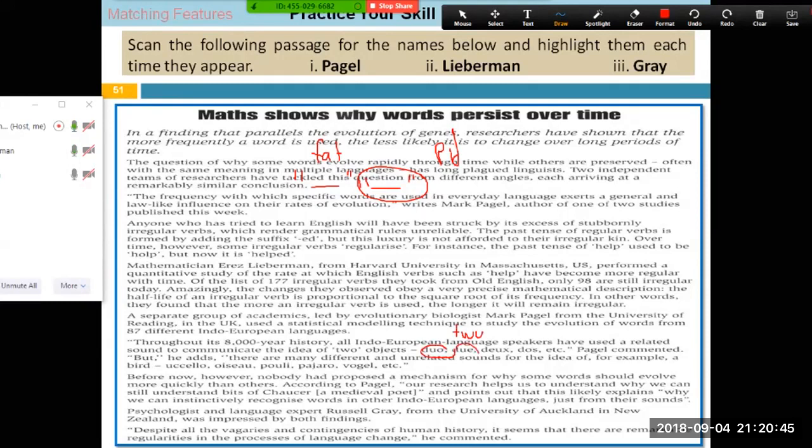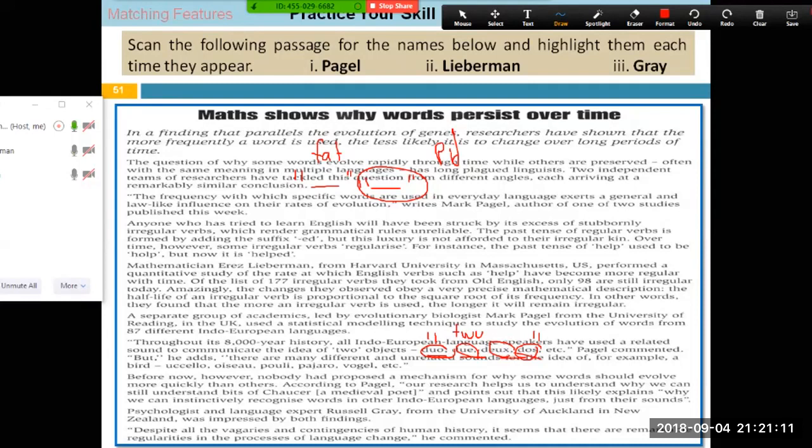In different languages, "two" is called duo, deux, or almost similar sounds. Now, during this study, he also found the same result, that if we don't use a word too frequently, it is more likely that it will change its shape. So these are two men.